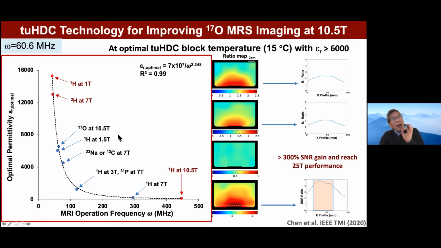So this technology's performance depends on the operation frequency and relates to the optimal permittivity. So we tested one hypothesis. Since the 017 operation at 10.5 T and the proton imaging at 1.5 T have very similar operation frequency, only a few megahertz difference, we could use the same technology we applied for 017 at 10.5 T for the proton. We expect a similar improvement at the clinical machine.